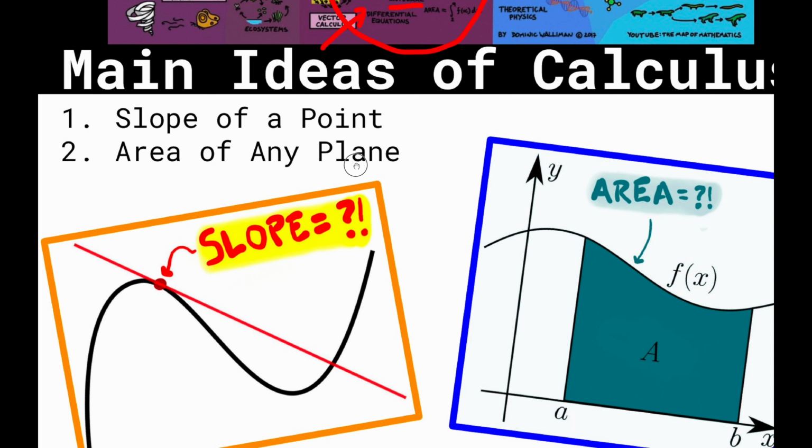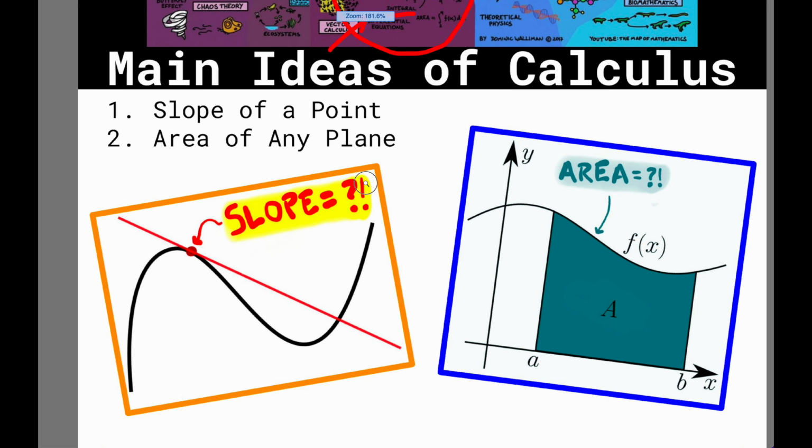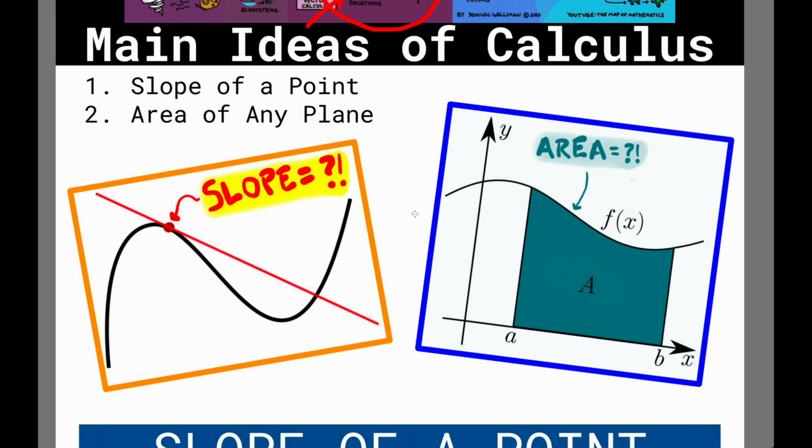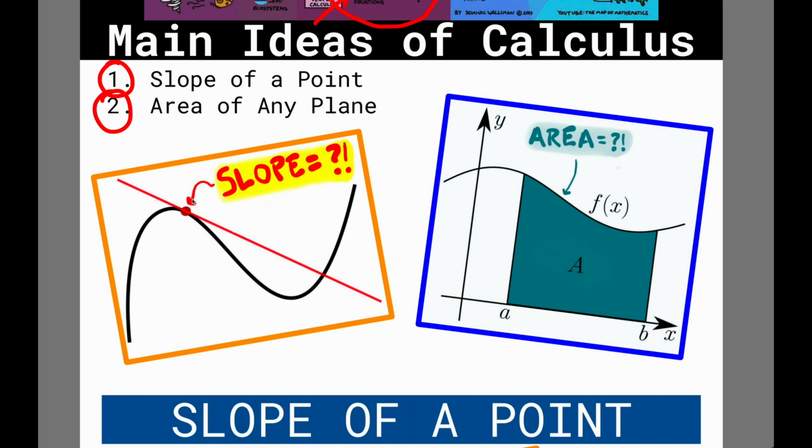The main ideas of calculus, so I made my own slide right here, that shows the two main ideas of calculus, namely the slope of a point and the area of a plane. So slope of a point and area of any plane. The main thing you need to know for this slide right here is that limits are what makes it possible for you to find these two things.